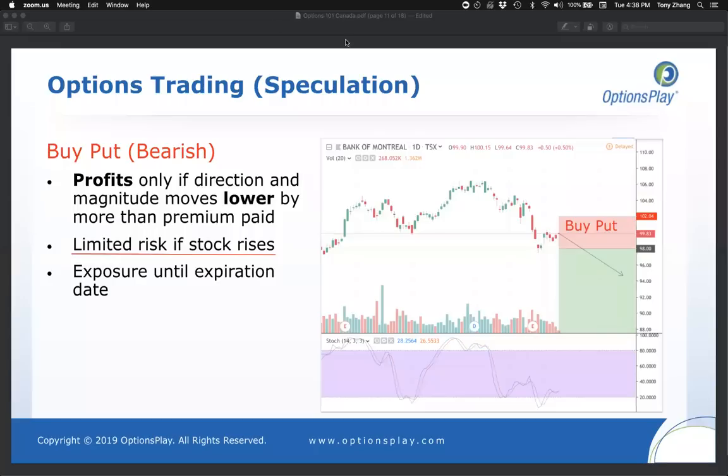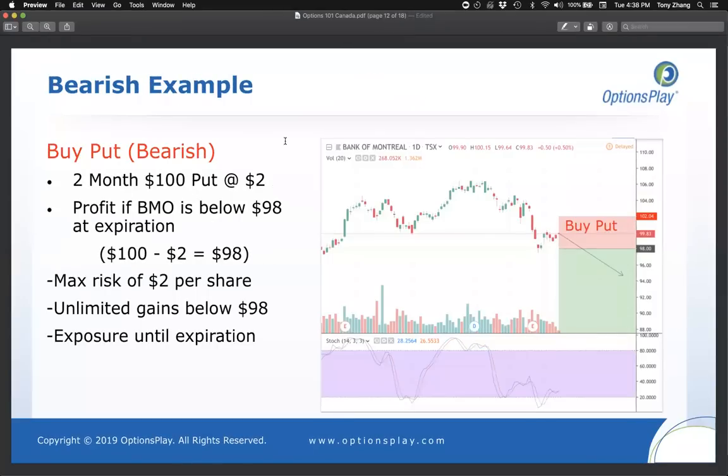So a numerical example of this is simply the same thing. Let's say I buy a 2-month put option on BMO. Let's say that put option cost me $2. Now the strategy is profitable as long as BMO is below $98 because I have a 100 strike put. I paid $2 for it. So the stock needs to move all the way down from the 100 down to 98 before the strategy is profitable. And this, again, is the trade-off that I have here, because the stock needs to move $2 before the strategy is profitable.